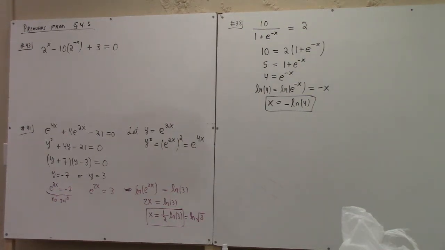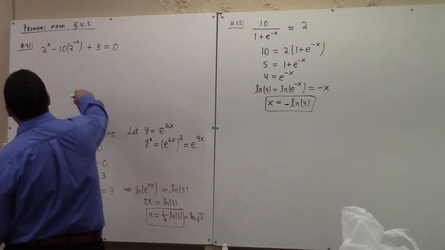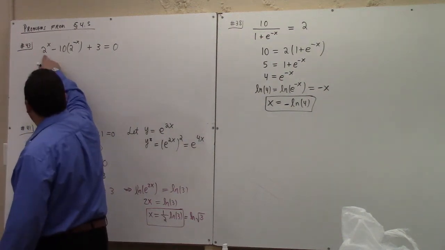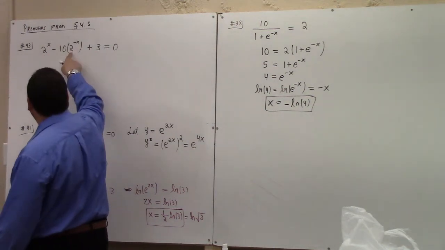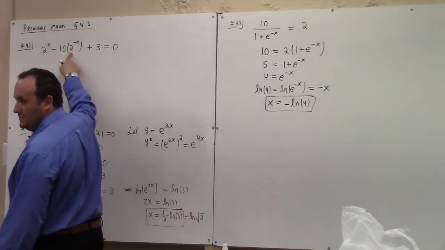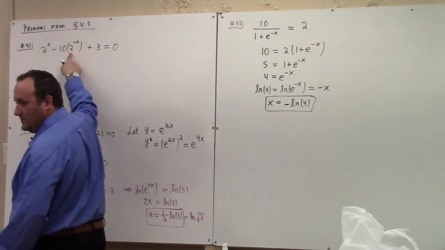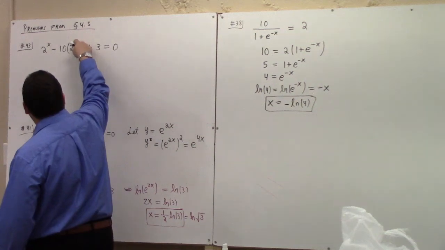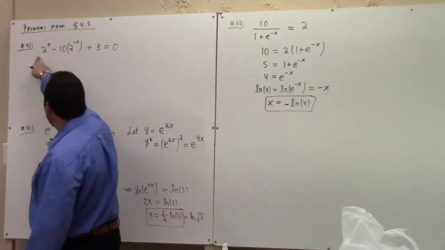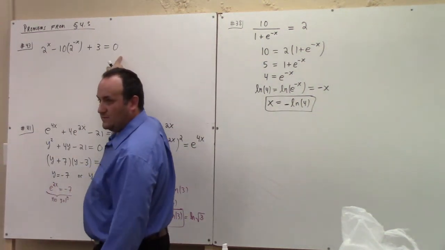Let's see. Yeah, I think we need to do something first, because if I try to make y equal 2 to the x, then y squared would be 2 to the 2x, right? That doesn't help. If I try to make y equal 2 to the minus x, well, that makes y squared 2 to the minus 2x, right? So that's not going to help. But this one, what you want to do first is multiply the whole equation by 2 to the x.